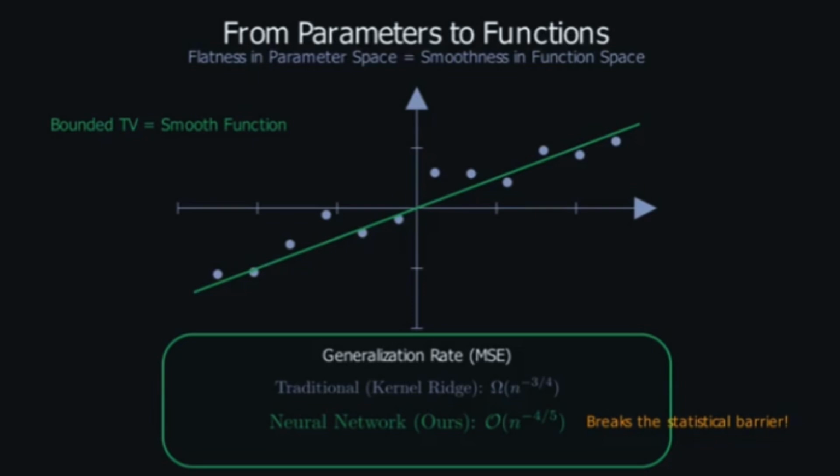This function smoothness brings immense quantitative benefits. Let's compare the rate of error reduction with classical methods like kernel regression. The best mathematical limit is found at big omega of n to the power of -3/4. However, when a neural network is protected by this total variation boundary, it achieves an error rate of big O of n to the power of -4/5. In mathematics, n to the power of -4/5 approaches 0 much faster than n to the power of -3/4. Deep learning models have truly shattered traditional statistical barriers.